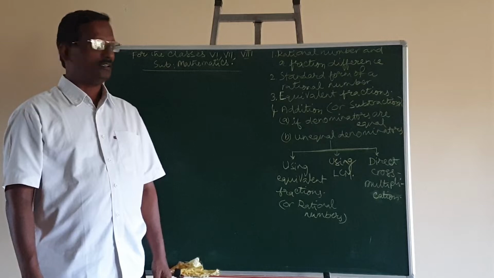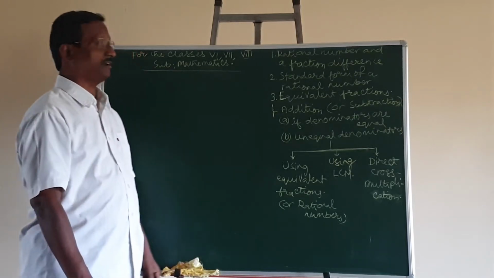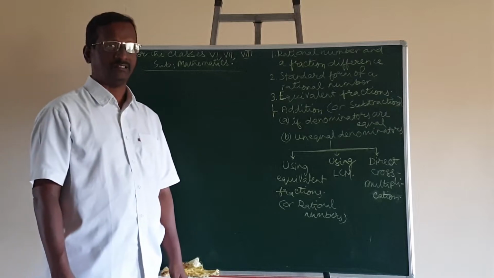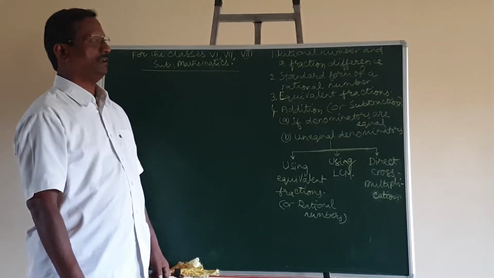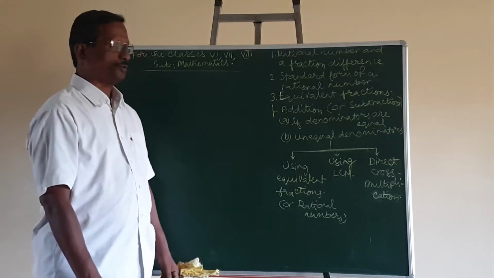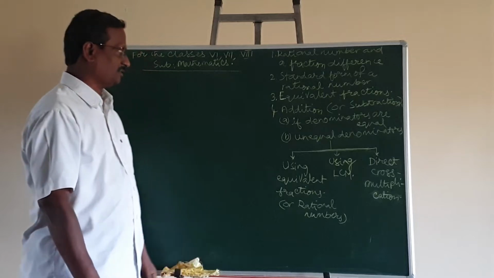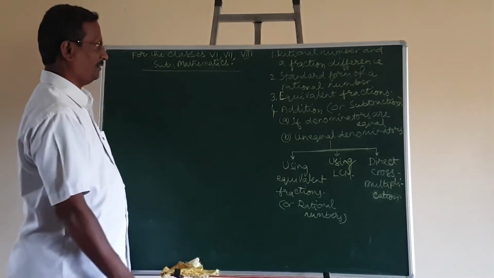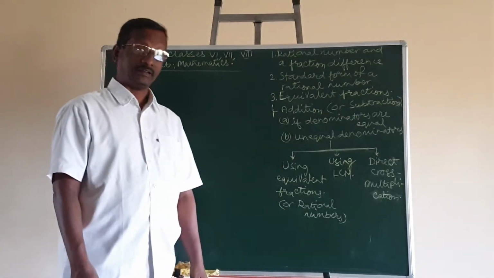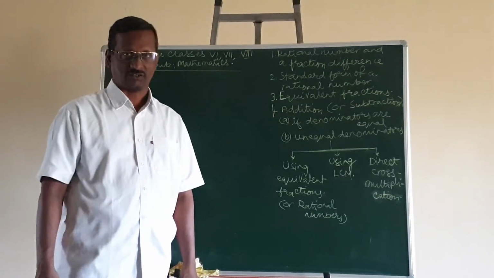This is a session started especially for the students of class 6, 7 and 8 in the topic of rational numbers and fractions. Let us discuss a few topics related to rational numbers and fractions in order. In the very first step, let us discuss what is the difference between a rational number and a fraction.